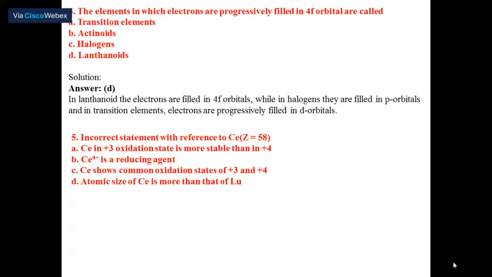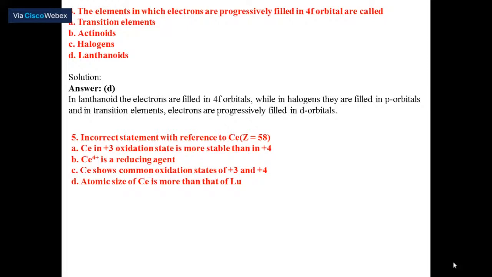Now we'll come to the fifth question. Incorrect statement with reference to cerium. Z value for cerium is 58, you know that. So what are the statements? A. Cerium in +3 oxidation state is more stable than in +4 oxidation state. B. Cerium +4 is a reducing agent. C. Cerium shows common oxidation states of +3 and +4. And D. Atomic size of cerium is more than that of lutetium.